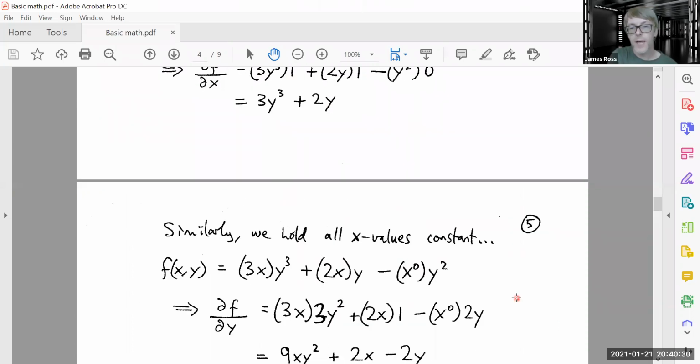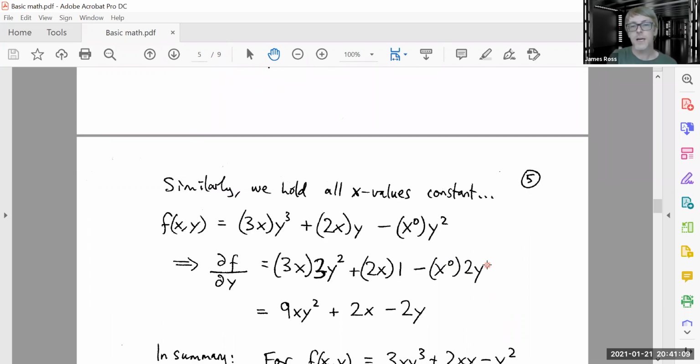Similarly, we can go at it again, holding all x terms constant and taking the derivative with respect to y. So again, I'll keep all the x terms constant and I'll expose the y. So 3x is just written as a constant, 2x is a constant, x to the 0th power a constant. Y cubed becomes 3y squared. Y to the 1st power becomes 1y to the 0th power, which is just 1. And then y squared becomes 2y to the 1st power, which is just 2y.